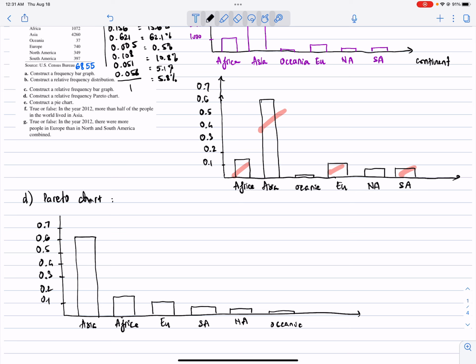So a Pareto chart is basically you arrange the bars from the highest to the shortest. And it depends on the problem. If they say relative, then you use relative. If they just say frequency, no relative frequency, then you use the frequency number.